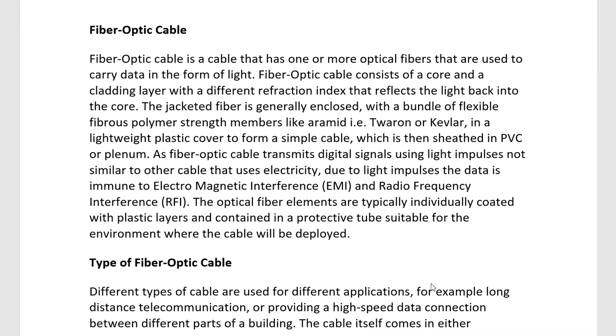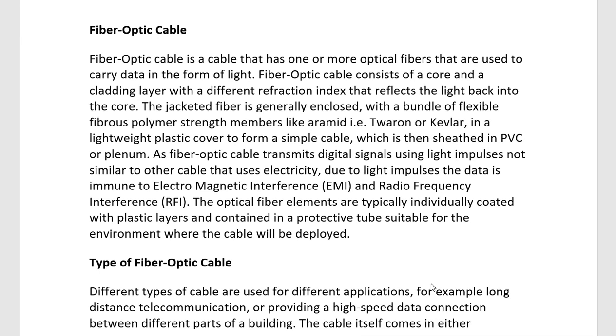PVC or plenum. As fiber optic cable transmits digital signal using light impulses, not similar to other cable that uses electricity, due to light impulses the data is immune to electromagnetic interference and radio frequency interference. The optical fiber elements are typically individually coated with plastic layers and contained in a protective tube suitable for the environment where the cable will be deployed.